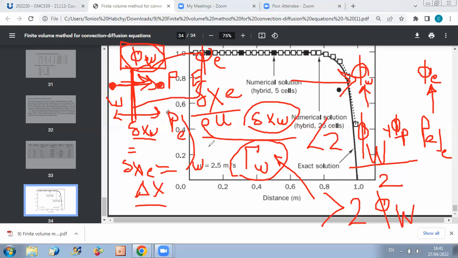Okay, because it becomes delta x west over 2 plus delta x east over 2. Okay? Yes. Clear? Any other question on this?